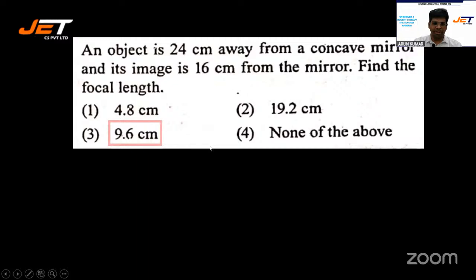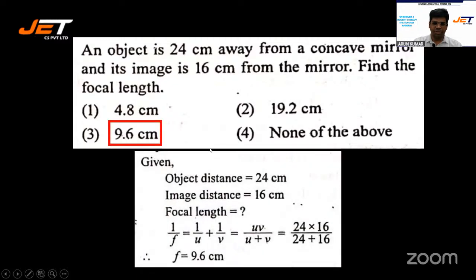So in this case, what is happening? I've got an object distance to be 24. Image distance given is 16. Find the focal length, they are asking. So I'll use this formula 1 by f is equal to 1 by u plus 1 by v. Substitute u and v. Calculate, it comes to 9.6 centimeters.